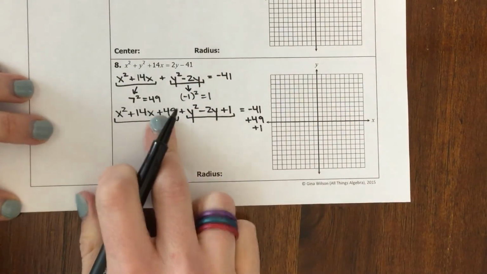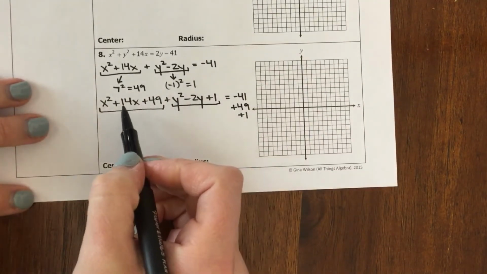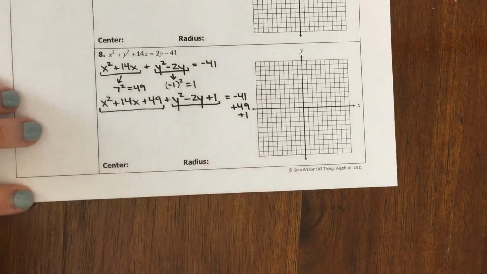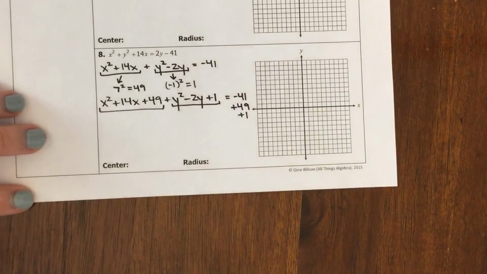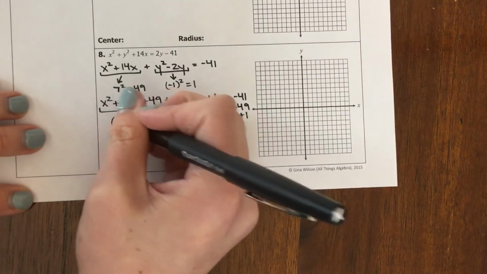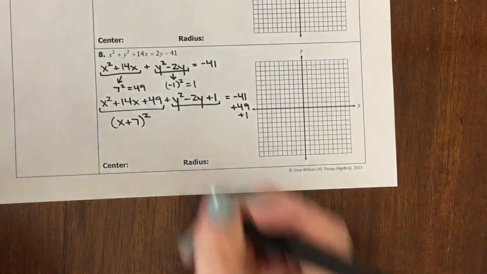So this is going to factor perfectly, just like example 6 did. So half of 14 is 7. 7 squared gives us 49. So 7 times 7 multiplies to 49. 7 plus 7 adds to 14. So this would be x plus 7 times x plus 7. So I write it squared.